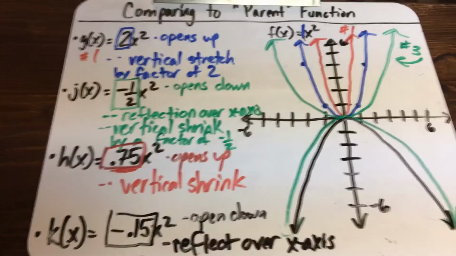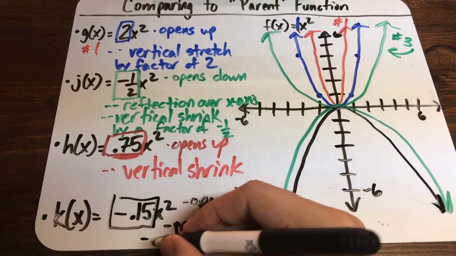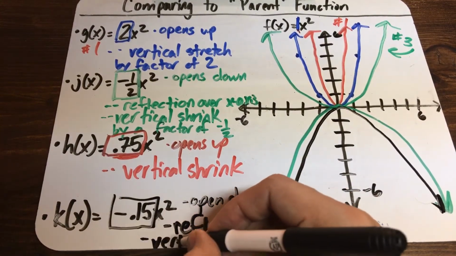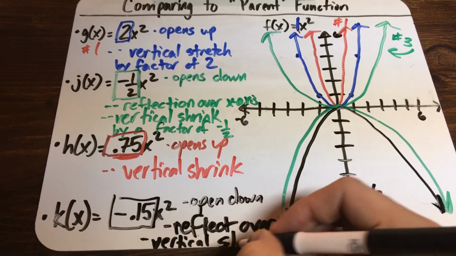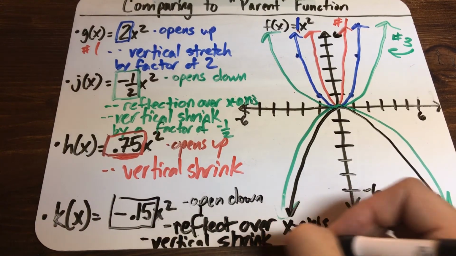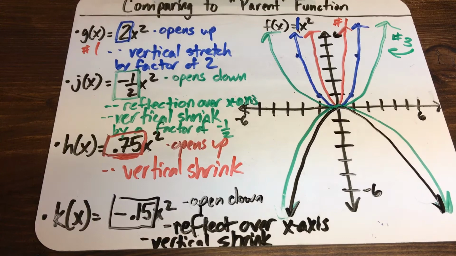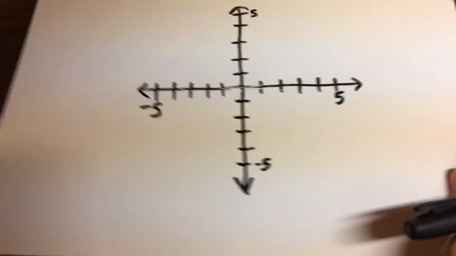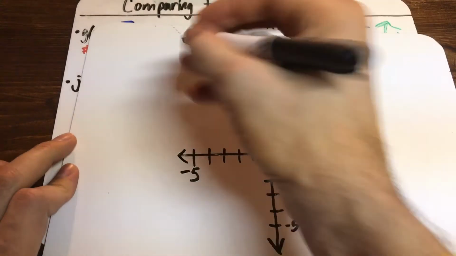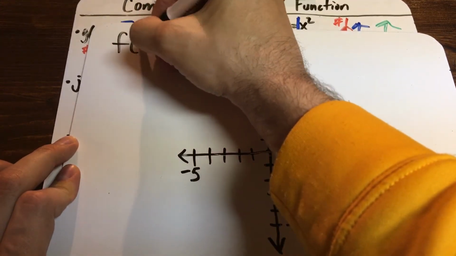Let me scoot my phone back. Vertical shrink, and I would say by a factor of 0.15. Okay, I'm at 30 minutes, so I really need to stop this. I'm just going to put this board up here really quickly for one last review of what we did.